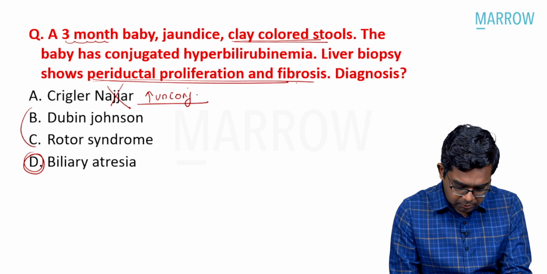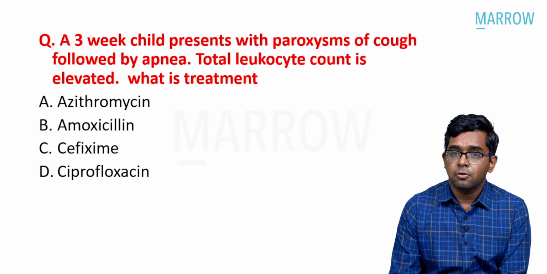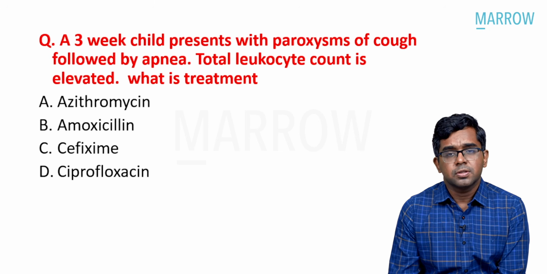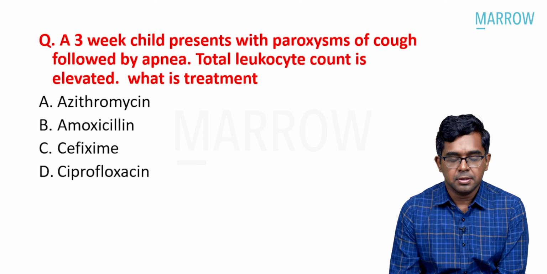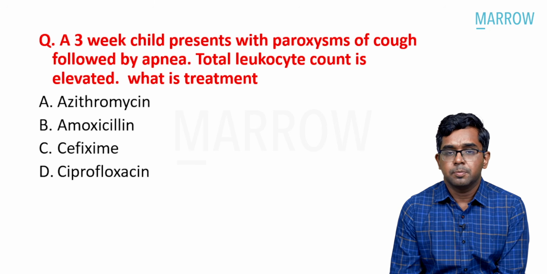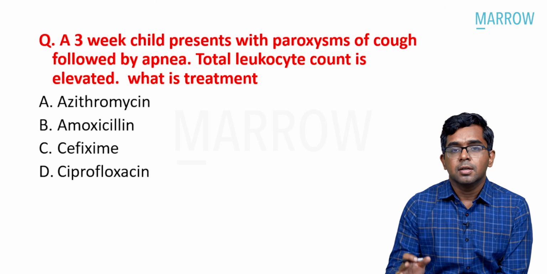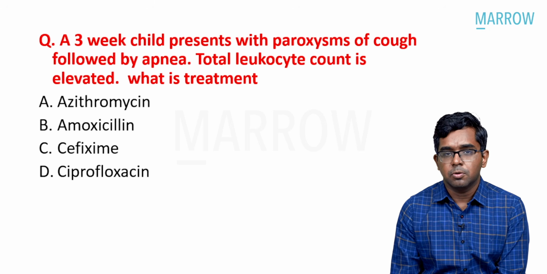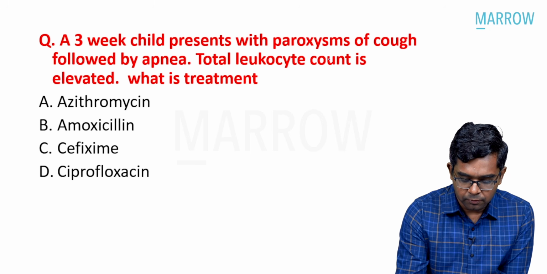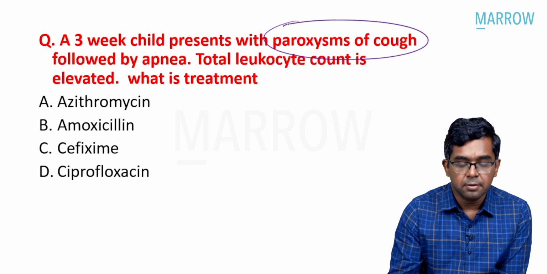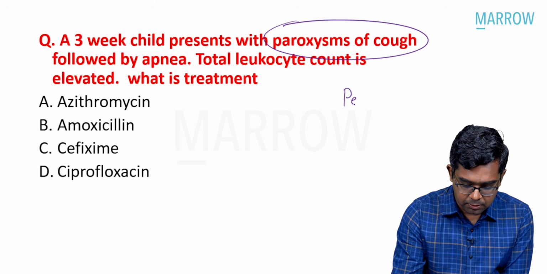Moving on to the next question. A 3-week-old child presented with paroxysms of cough followed by apnea. The total leukocyte count is elevated. What is the treatment? You have the options azithromycin, amoxicillin, cefixime and ciprofloxacin, all antibiotics, meaning they want you to think in terms of a bacterial infection in a small child. The characteristic clue in the question is paroxysms of cough. What is that infection which is characterized by paroxysms of cough? Yes, it is nothing but pertussis.